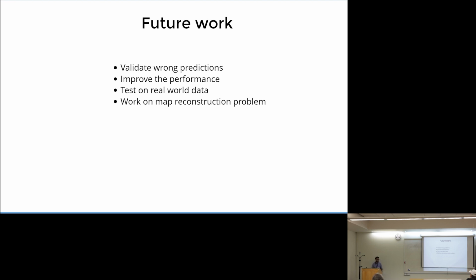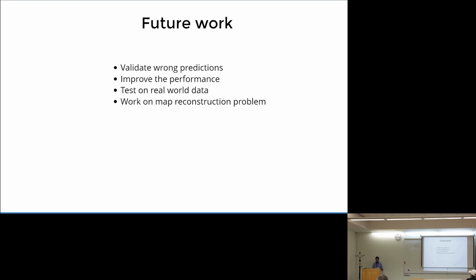The next obvious thing to do is to improve the performance of our models. Maybe come up with newer models and try different input representations. Then we should test it on real-world data. We created our model based on a synthetic data set. We test it on a synthetic data set, but we don't know how it will perform in real life.